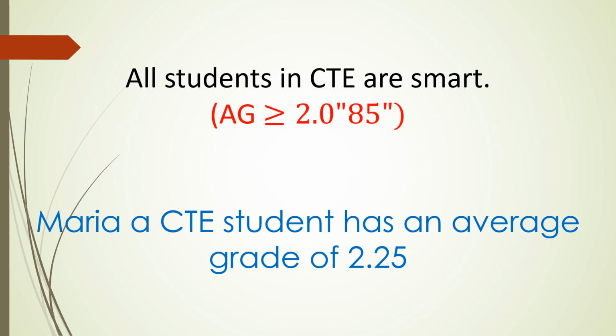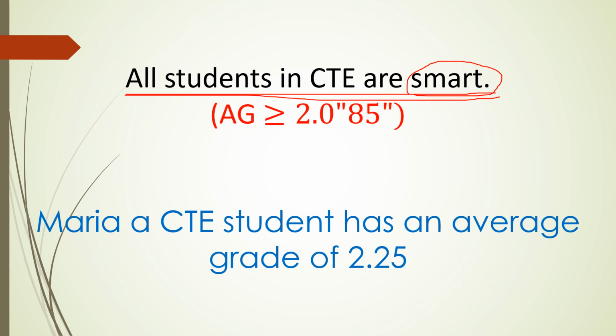For example, this statement: all students enrolled in the College of Teacher Education are smart. When I say smart, let me clarify this one, let's say the average grade is greater than or equal to 2.0. So once the average grade of a CTE student is greater than or equal to 2.0, then we will consider that student as smart or intelligent. Again, the statement is: all students in CTE, in the College of Teacher Education, are smart.